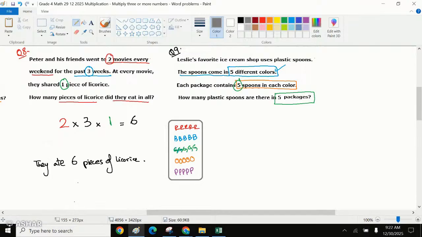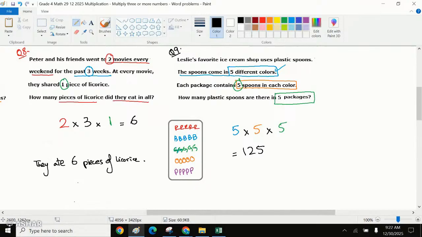Yes, your answer is correct, 125. That means in one pack there are 25, right? And there are 5 packs. So what we will do is multiply the number of spoons by the number of packets. That was 5. Thank you for your answer. Your answer is correct. There is 125.